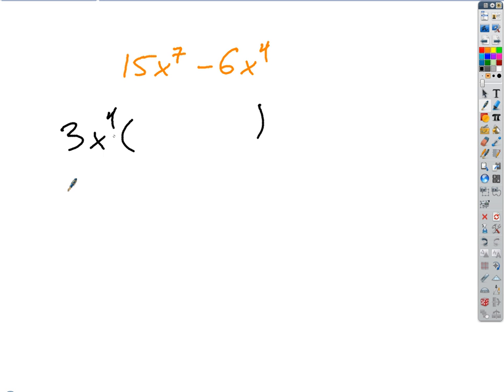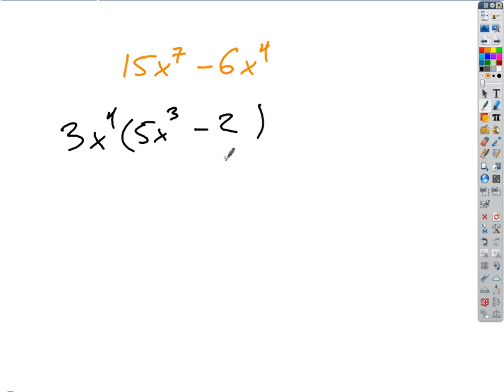Well, what goes here? 3 times what is 15? 5. X to the 4th times what power of x is x to the 7th? 3. Does that make sense? Okay, what about over here? 3 times what is negative 6? And x to the 4th times what power of x is that?